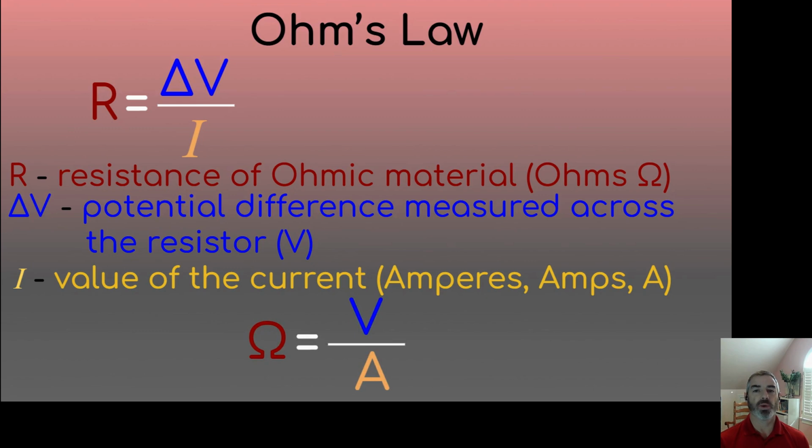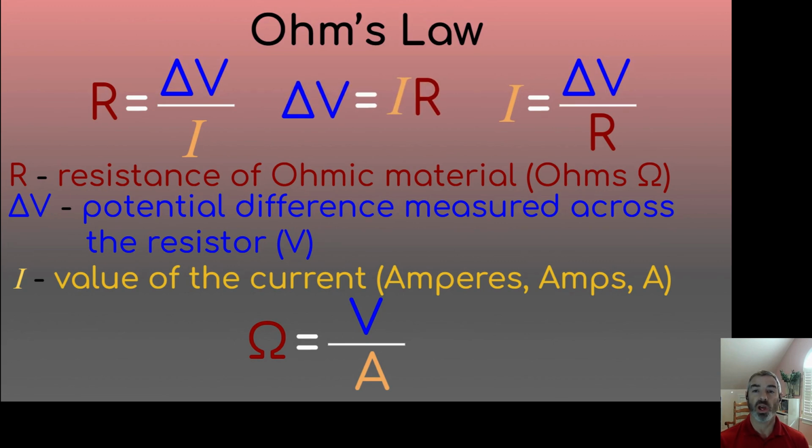Now the way you're going to see it written on your formula sheet is I equals delta V over R, but we're going to rearrange that equation even more, and we're just going to say delta V equals I times R, and this is what we're going to use most frequently in electrical circuits when we get a little bit more complicated with those circuit diagrams.